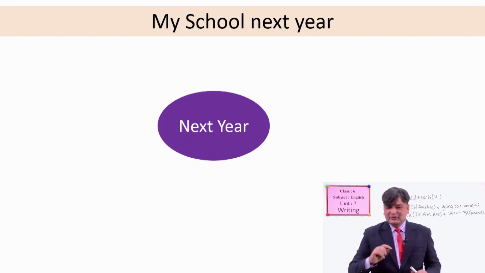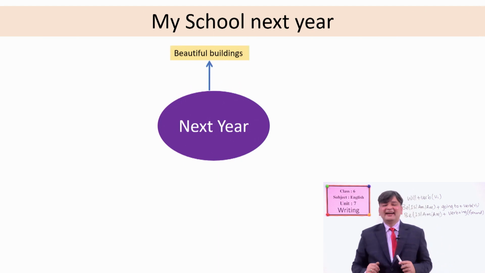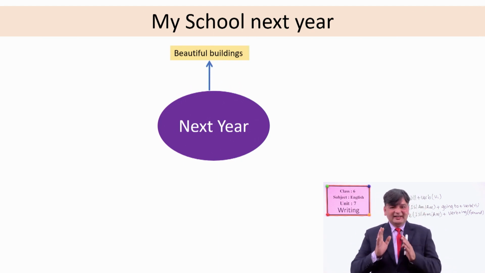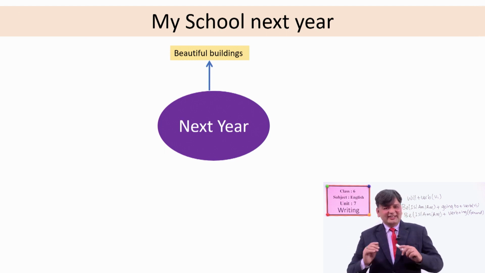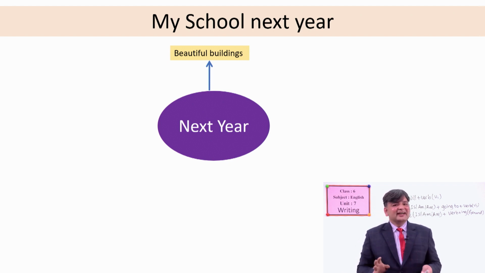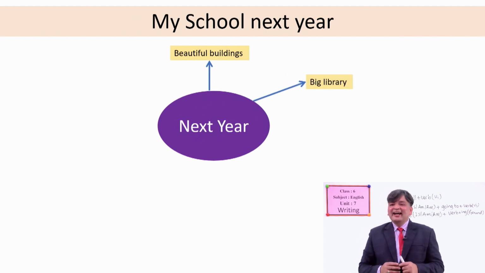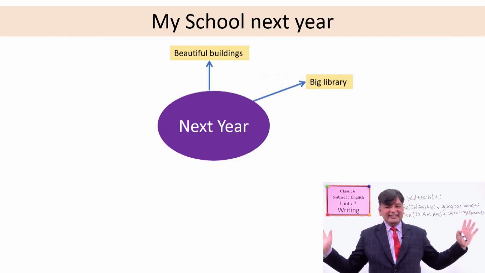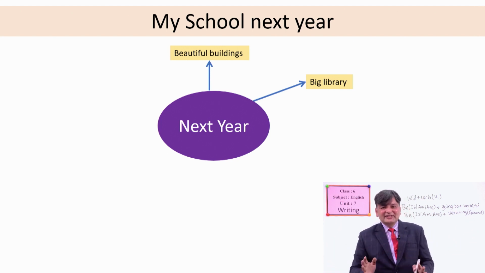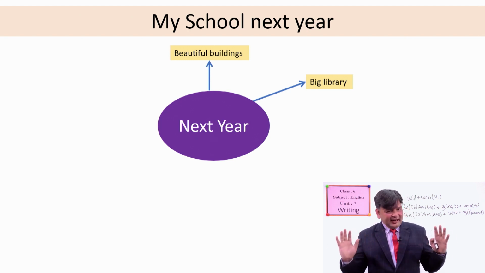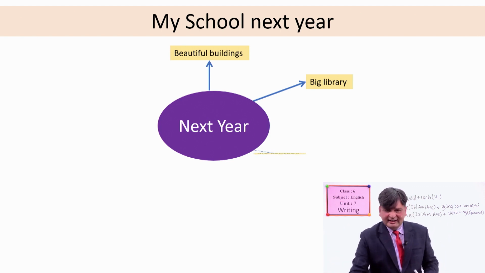Next year, what are you going to have? So your new school building is under construction, right? So next year you are going to have a beautiful building. Good. And then what change? In the new school building you'll have a big library. You'll have books, and at the meantime you'll have so many computers, right? So you can use online library as well. Your school is going to have a big library.